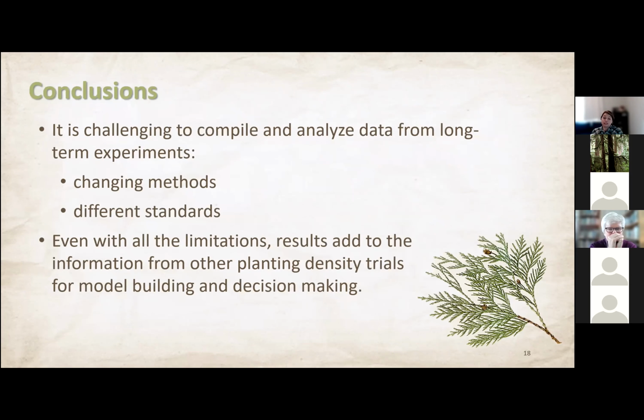In conclusion, we can say that it's very challenging to compile and analyze data from long-term experiments. Changing methods, different standards, different stories. Even with all these limitations, these trial results add to the information from other planting density trials for model building and decision making.